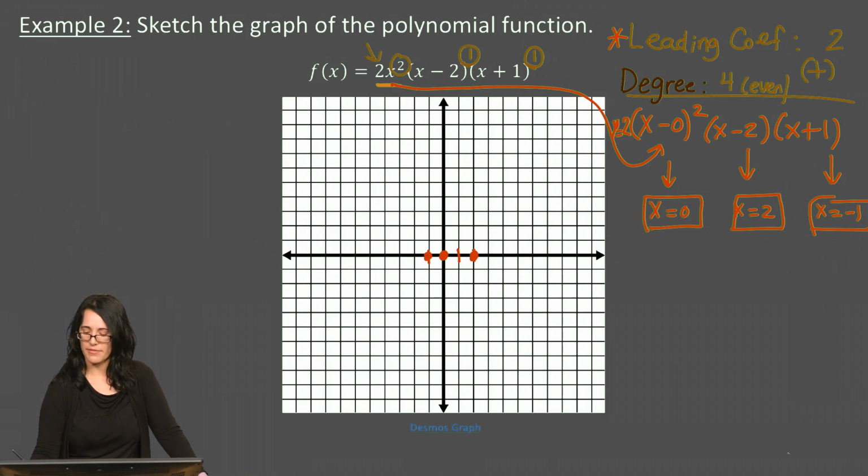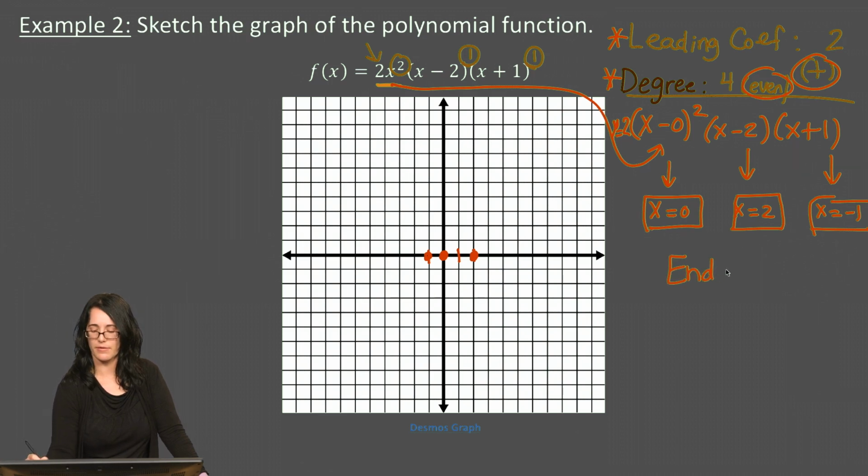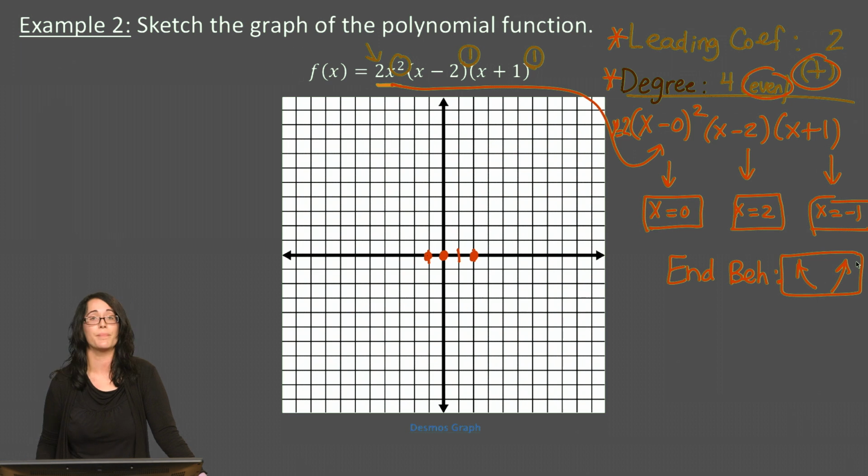That means that together we can interpret our end behavior, can't we? With our leading coefficient being positive and our degree being even, that means our end behavior should be both going up as we go left and right forever. So we've seen this one already once today with our previous example.